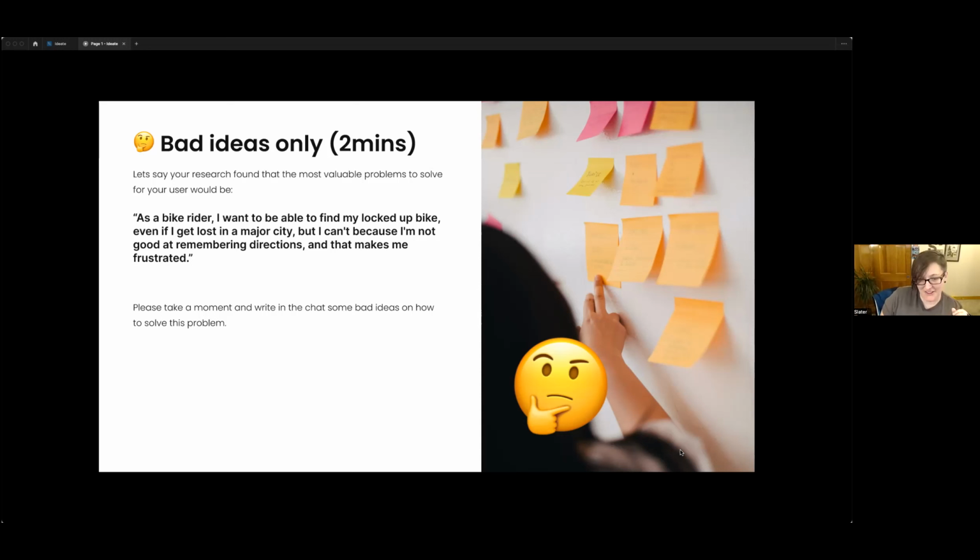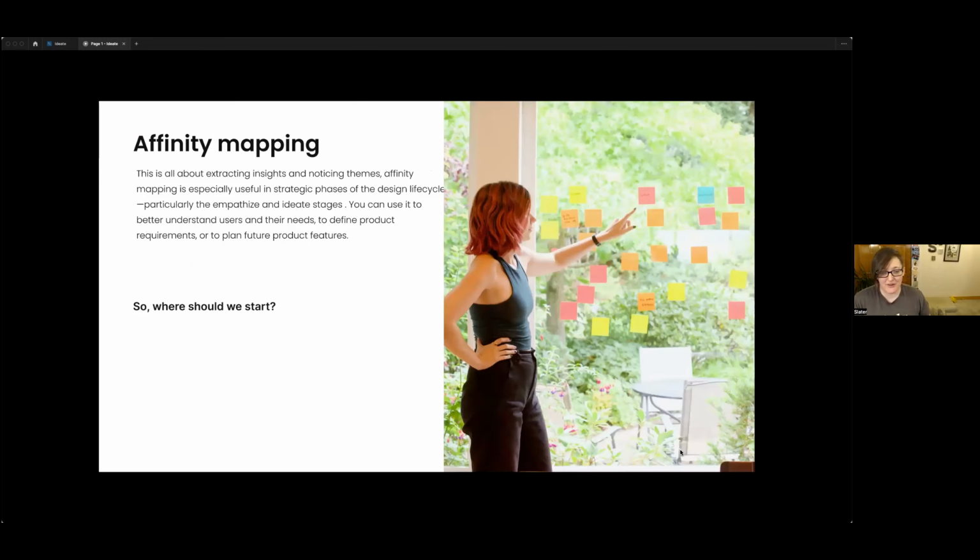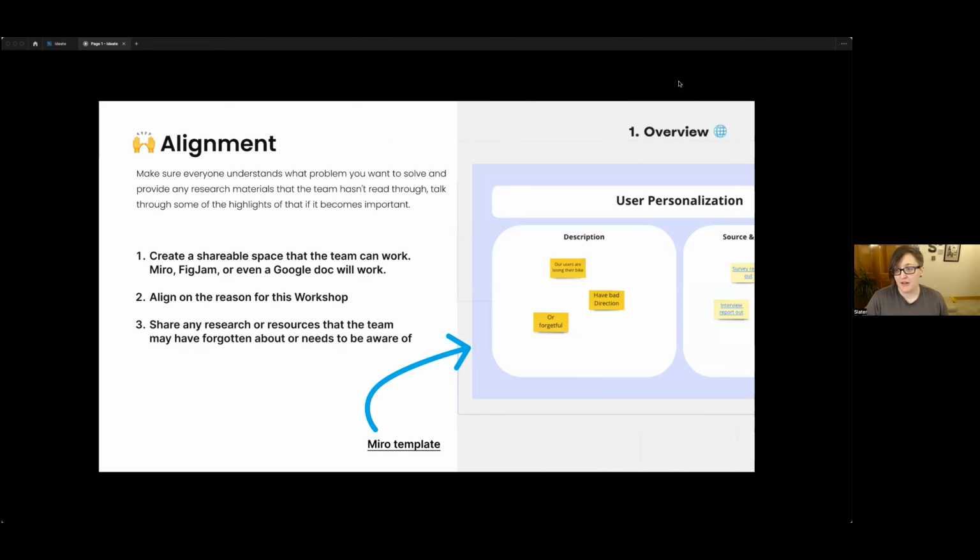Good, those are great. Okay, so now that we've gotten those out, one of my favorite exercises is affinity mapping. Affinity mapping is all about extracting insights and noticing those themes and then figuring out what the groups of those are. So where do you start with affinity mapping? You start with alignment.